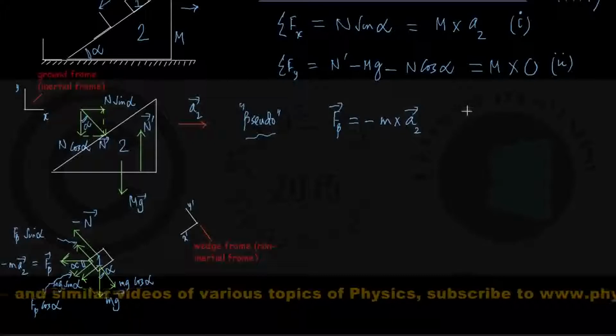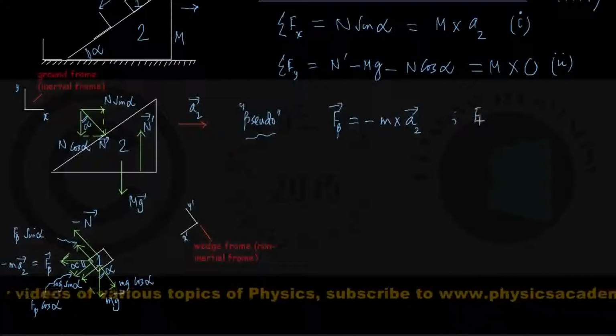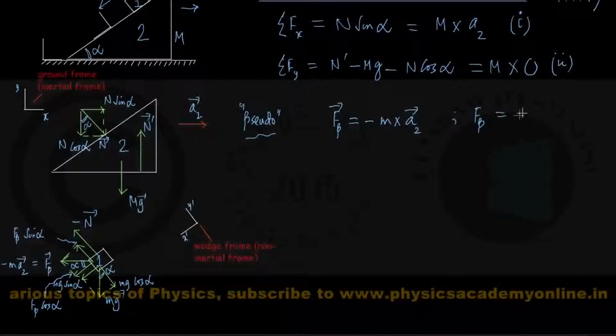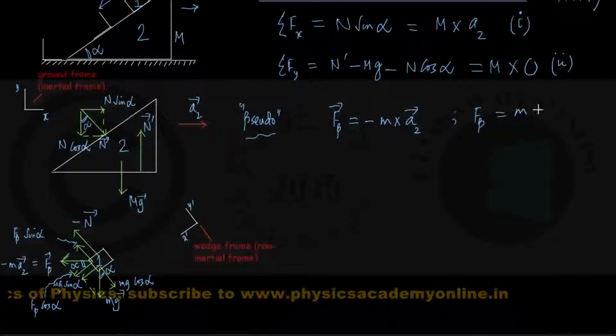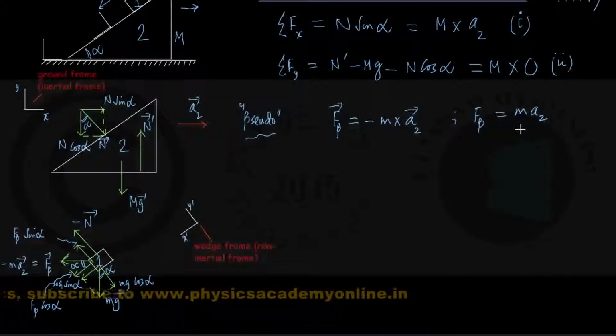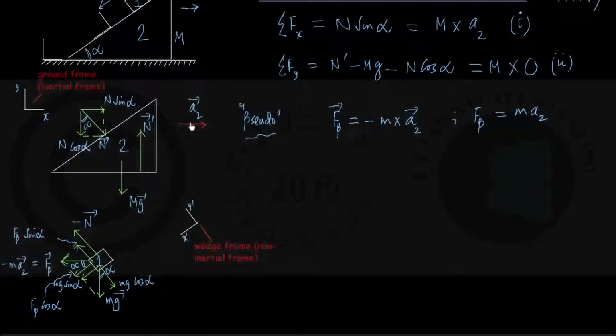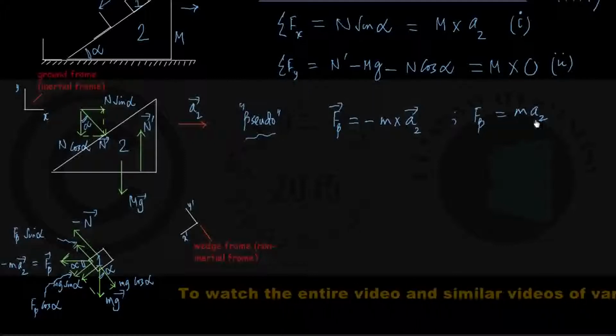But I want to say here the numerical value, that is the magnitude of pseudo force, is of course given by mass of the block into the acceleration of the wedge. Don't make a mistake here. The minus sign is sitting there vectorially to denote that the direction of the pseudo force is opposite to the direction of acceleration of the wedge from which the block is being observed. Minus sign is because of that. But if you go for the magnitude of the pseudo force, that is simply given by the mass of the block multiplied by the acceleration of the wedge frame from which the block is being observed.